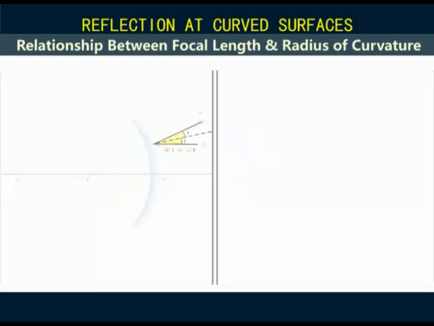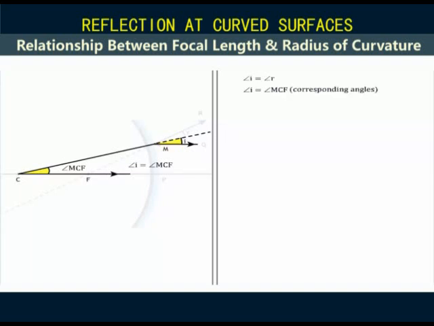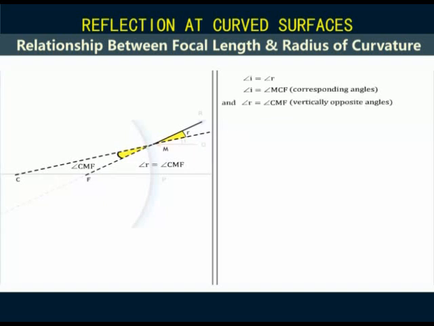We know that angle I is equal to angle R. Angle I is also equal to angle MCF because they are corresponding. Additionally, angle R is equal to angle CMF because they are vertically opposite. Thus, angle MCF is equal to angle CMF. And therefore, CF is equal to MF.